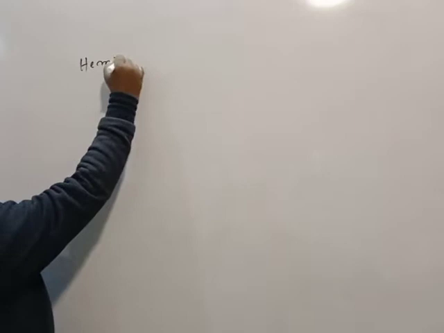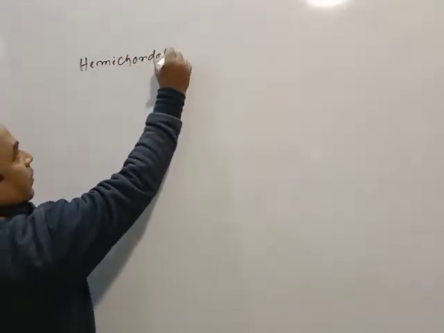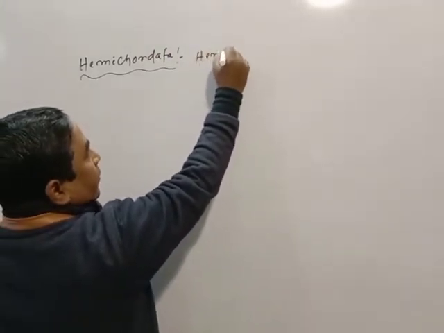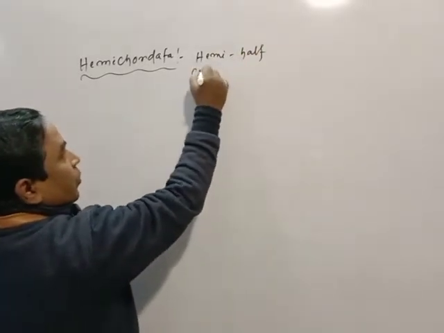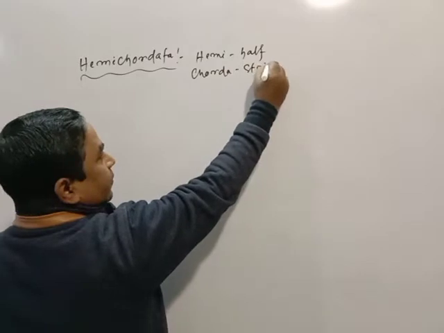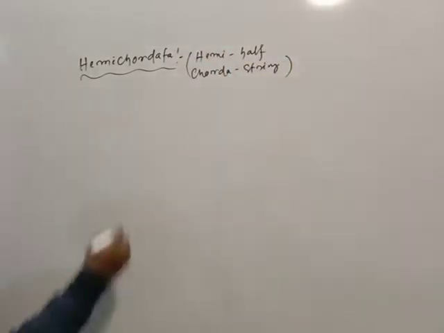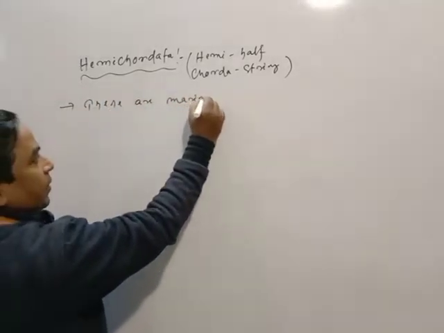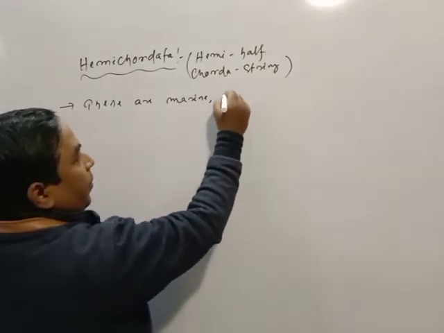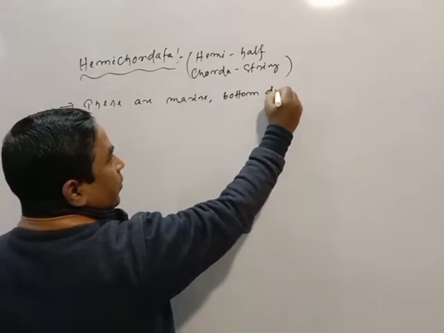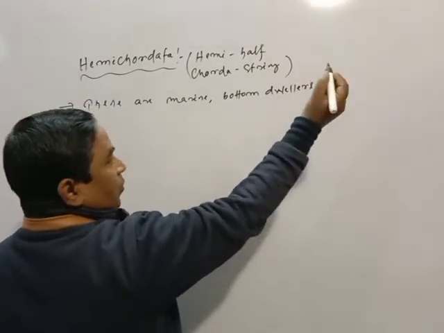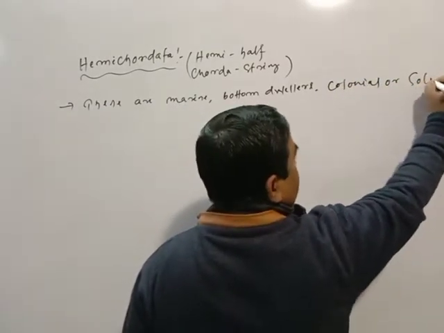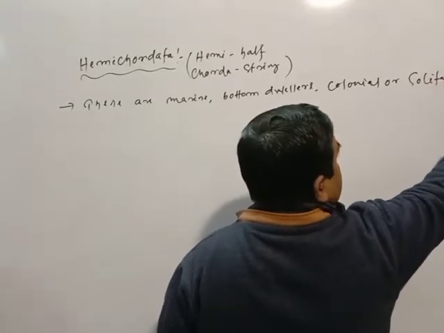So, hemichordata. Hemi means half. Chorda means string. These are marine bottom dwellers, colonial or solitary in nature.